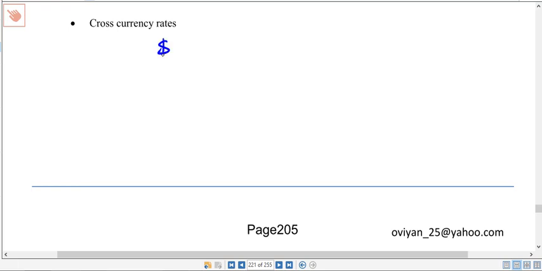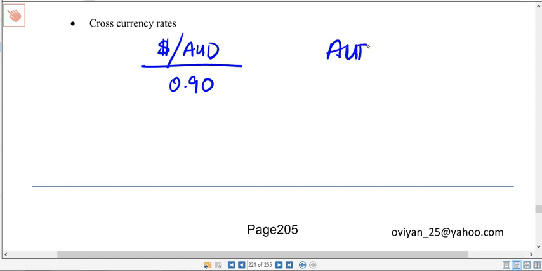When I give you, let's say, dollar to Australian dollar, AUD, for example. Doesn't matter. Dollar to AUD, let's say it is 0.9, for example. And you have here AUD to RM, for example. Don't check the validity. We just want to show you how to cross it. This is one rate given.